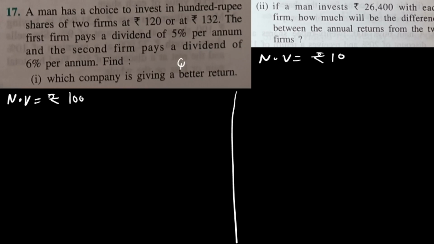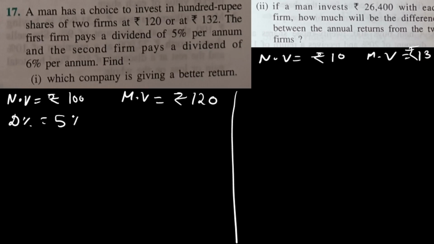This one is first and this one is second. So market values are also given to us. First one market value is 120 and for second one market value is equals to 132. So nominal value is same for both. It's clearly mentioned, it's not difficult to figure out. So he has a choice to invest in two companies where market values are given to us. The first firm pays a dividend of 5% per annum, and the second pays a dividend of 6%. So here how much dividend is he getting? 6%. What we have to find now?